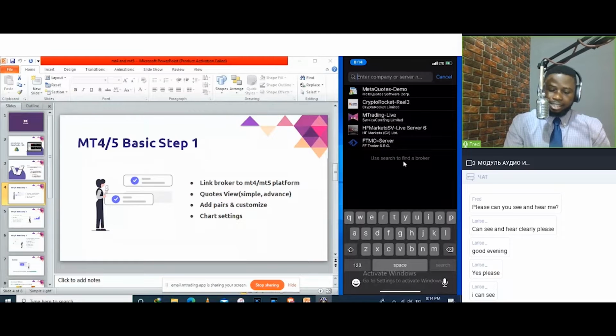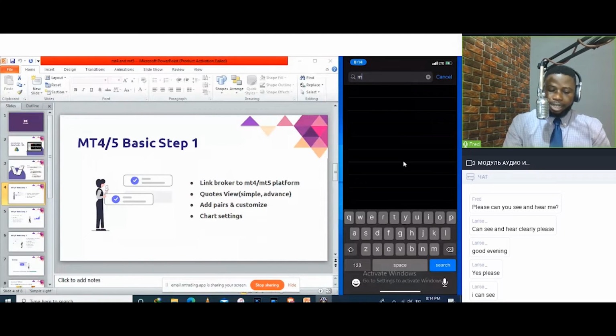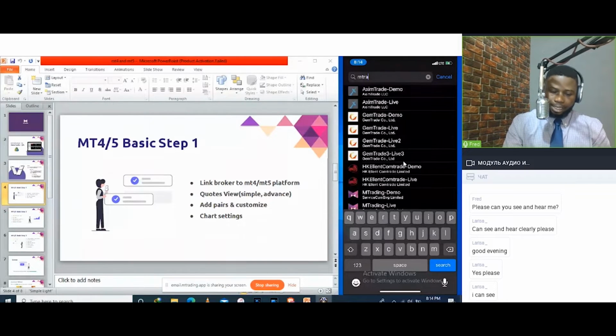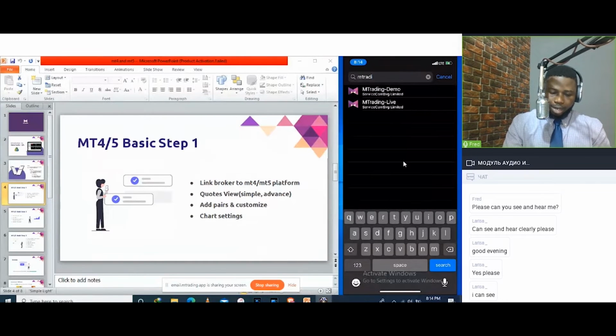So you go to search. Let's say it's M Trading. You're just going to type M Trading. You're looking for the server of M Trading, right? That's it. They have the demo server and the live server. So you can just click the live server and you can log in.